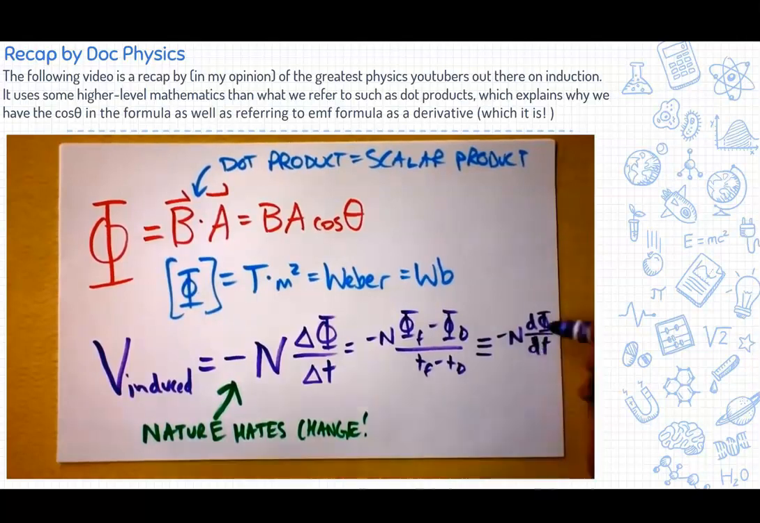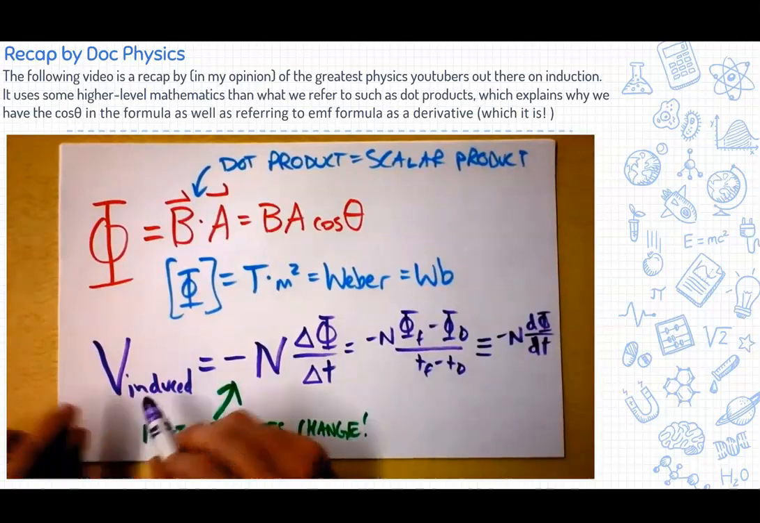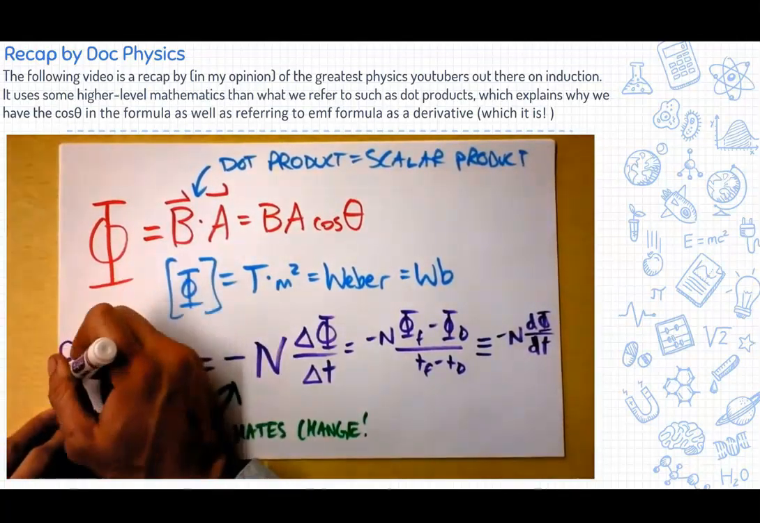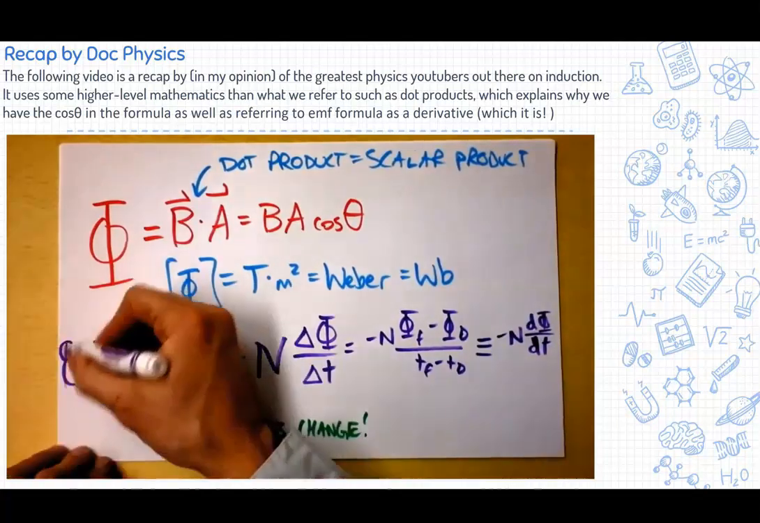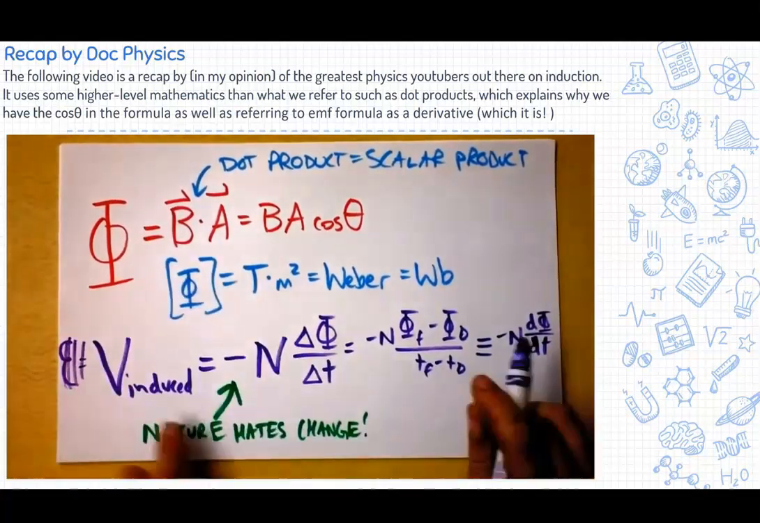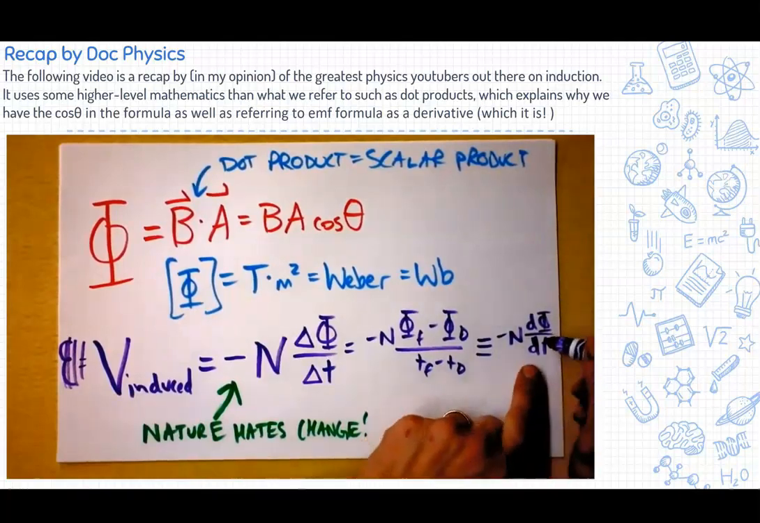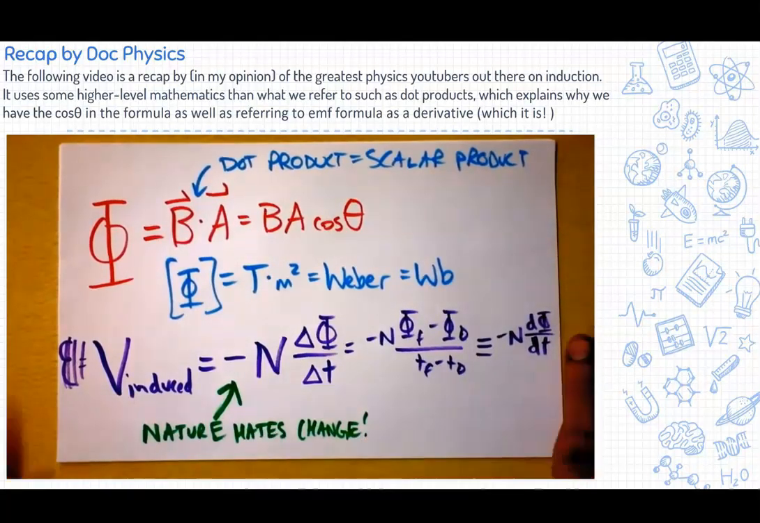As flux changes, a voltage is induced. And a lot of books like to put this as the EMF, but you know that I hate that. It's just a silly notation thing. An induced voltage occurs, and the faster flux changes, the greater the induced voltage is. That's awesome.